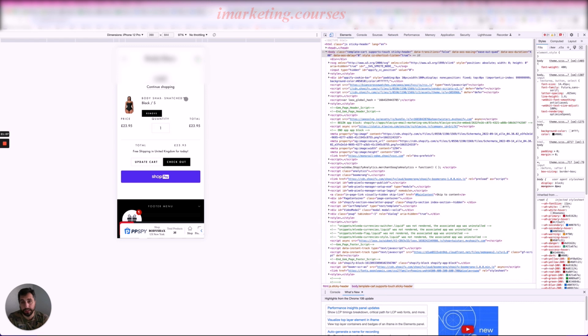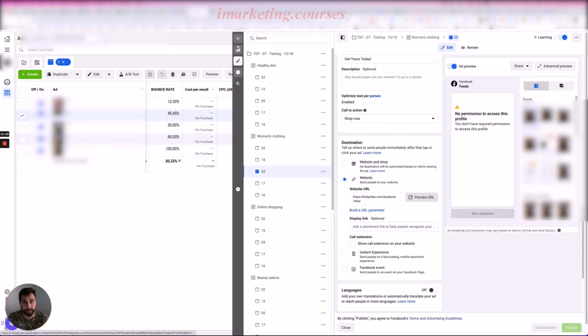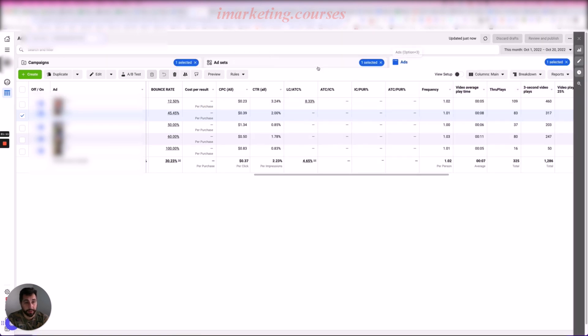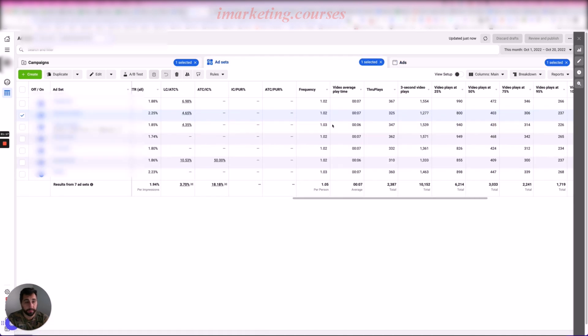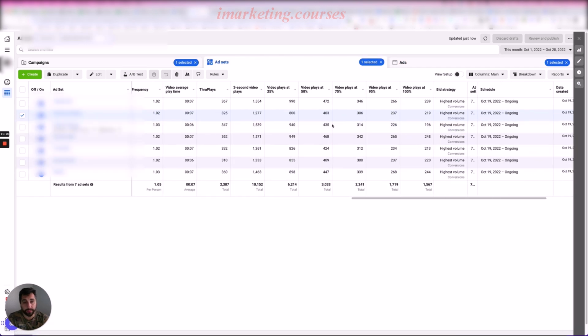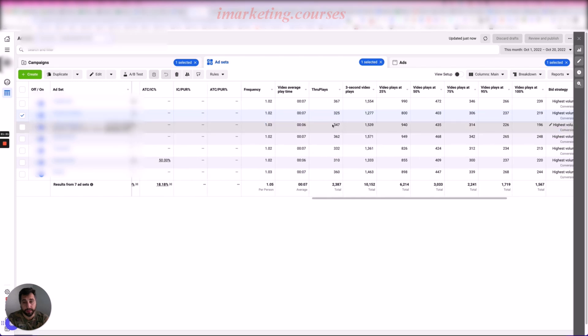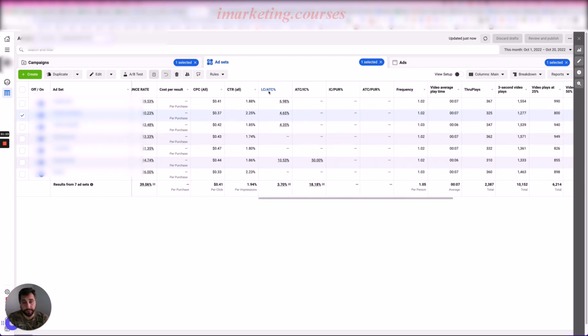I think basically what we have here is an offer issue. And it basically is telling me that when we look at the overall numbers, right? We look at our link clicks to added to cart. This is under 4%. This is super low.